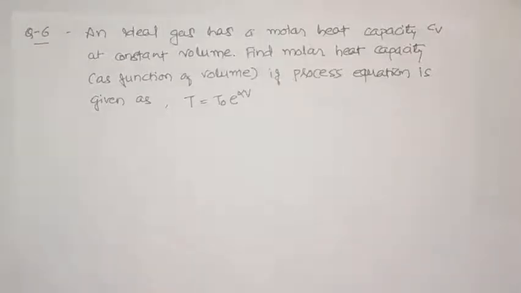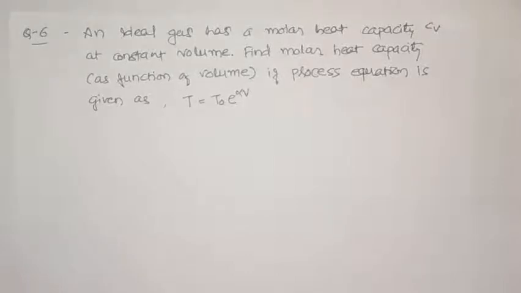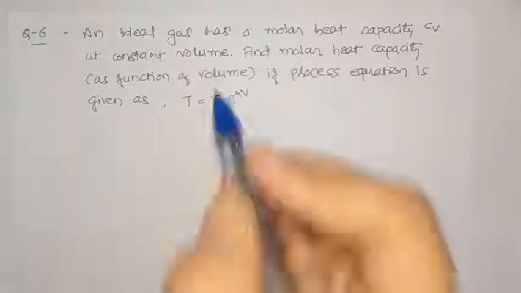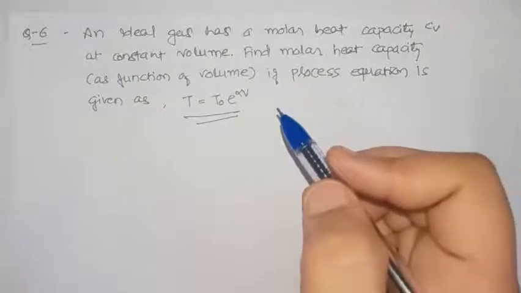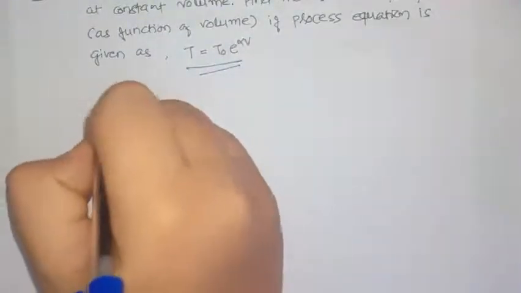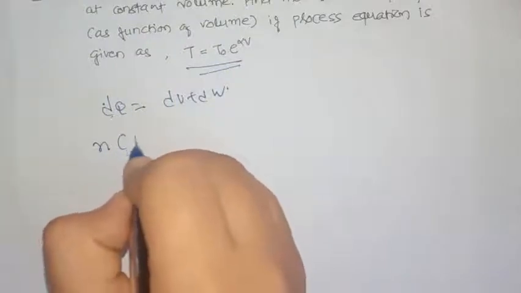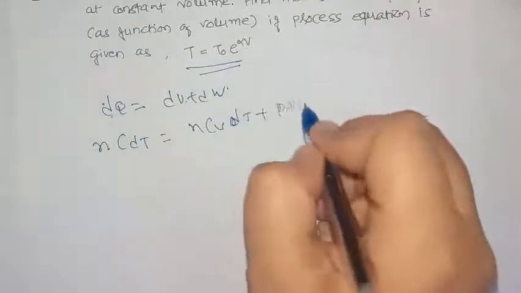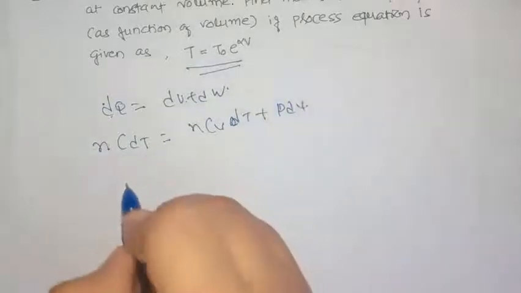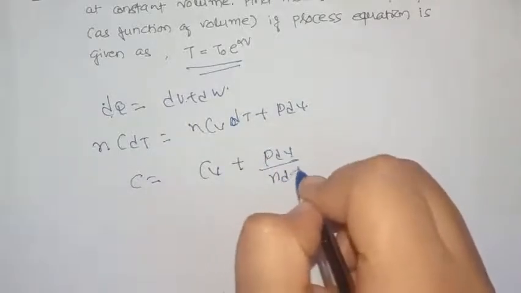In this example, an ideal gas has molar heat capacity CV at constant volume. We want to find the heat capacity as a function of volume if the process equation is given as T is equal to T naught into e power alpha V. Now, by the first law of thermodynamics, we can write dQ is equal to dU plus dW. dQ is N C delta T is equal to dU is N CV delta T plus dW is P dV. So C can be written as CV plus P dV upon N dT.